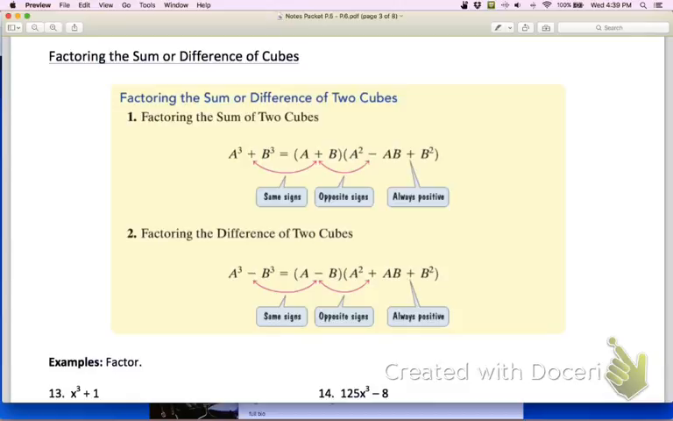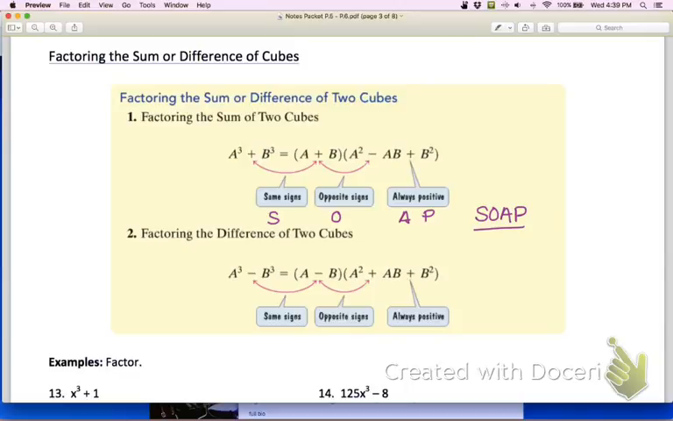But here's the part that's hard, is where you put the signs. And you see they tell you same signs, opposite signs, always positive. You can remember SOAP. SOAP will help you remember which way to put the signs. Same sign, opposite signs, always positive. And when we do the difference of 2 cubes, it's the same. It's a, b, a squared, ab, b squared. But we have same sign, opposite sign, always positive.